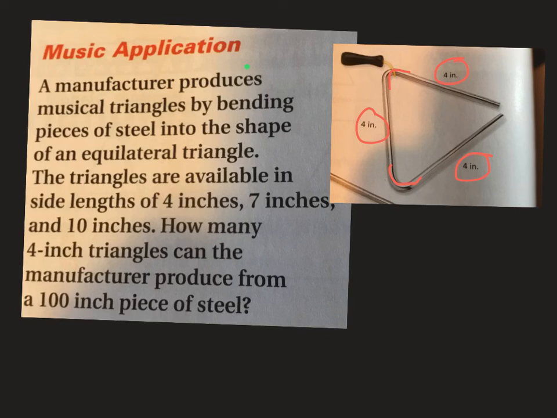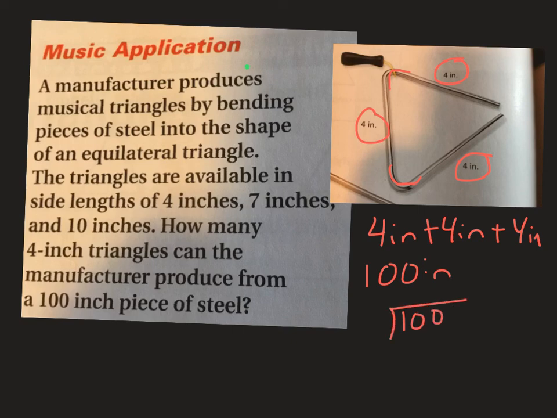So the manufacturer produces musical triangles by bending pieces of steel to make this triangle shape, an equilateral triangle. And the triangles are available in side lengths of 4, 7, and 10 inches. And we're going to concentrate on the 4-inch sides. So if we have a 100-inch piece of steel, and I want to know how many of these 4-inch triangles I can make. Well, I have 3 sides, so it's 4 inches plus 4 inches plus 4 inches, which of course is 12 inches. So what I need to do is figure out how many times 12 can go into 100. And I know that 9 times that would be 108, so this is going to be 8 times.